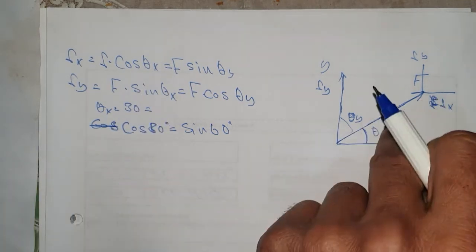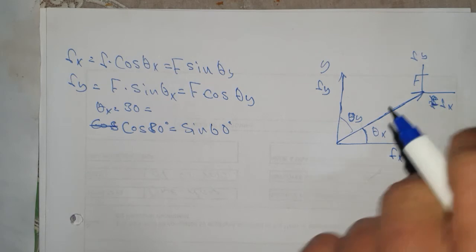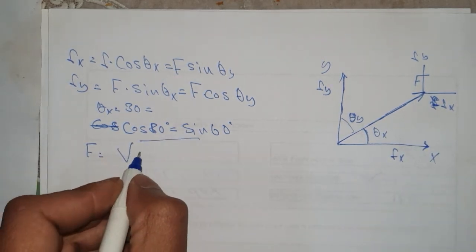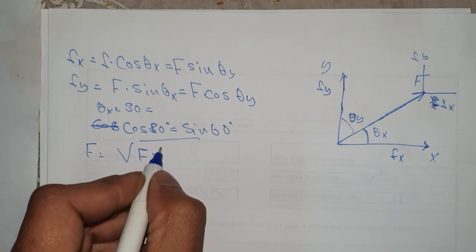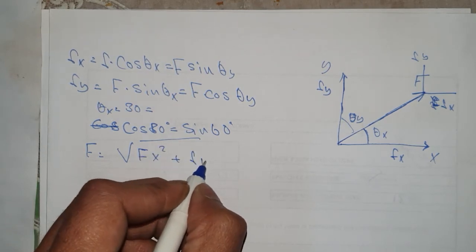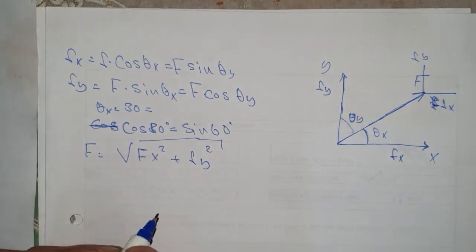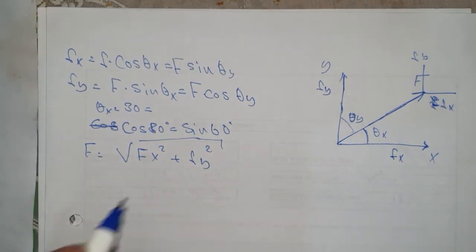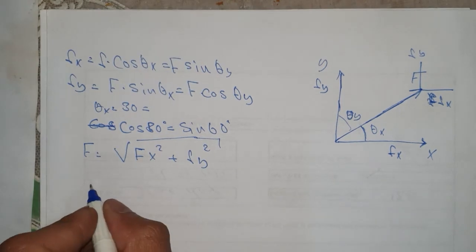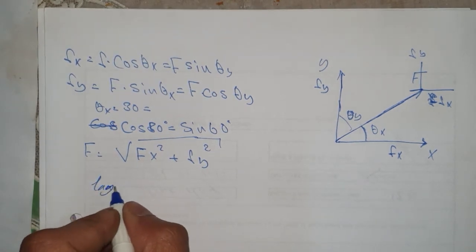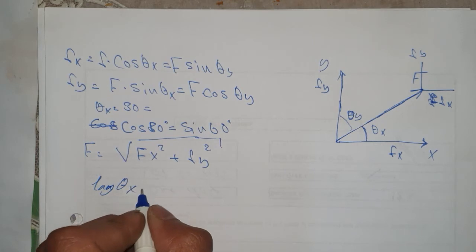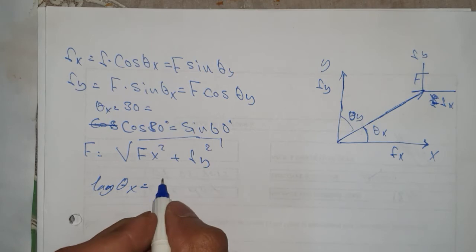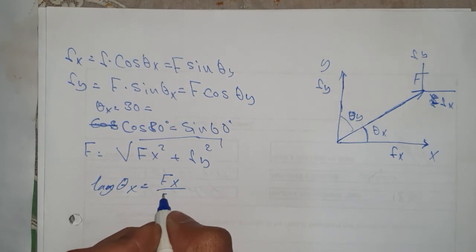To find the resultant force, F is equal to the square root of Fx squared plus Fy squared. And if we want to find the angle theta, we will use the tangent. When we find one angle, we can find the other angle as well. Tangent of theta x is equal to Fx divided by Fy.